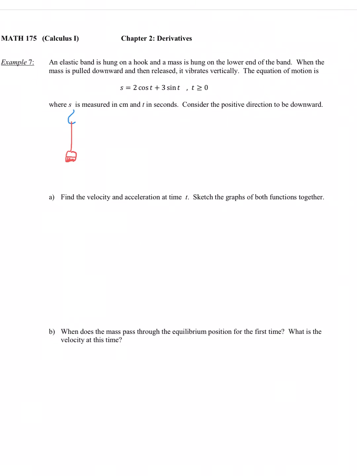Now, this mass is going to vibrate back and forth. So when it's not vibrating, we'd say that's equilibrium. But as we pull on that band, it's going to move up and down. When we read letter A, they ask us to find the velocity and the acceleration. You guys are pretty good at that so far. Velocity is just going to be the first derivative of our position.